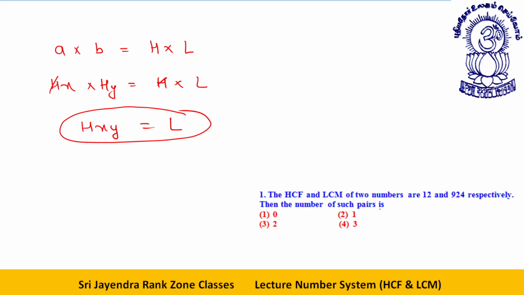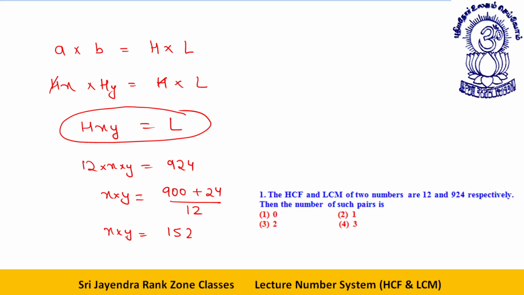Okay, HCF of two numbers is 12 and LCM is 924. 12 into X into Y is equal to 924. That way X into Y will give me, let's read it like 1200 plus 24 divided by 12. This will be 100, this will be 2. So X into Y, what did I say? I think I said 157. It is 77.